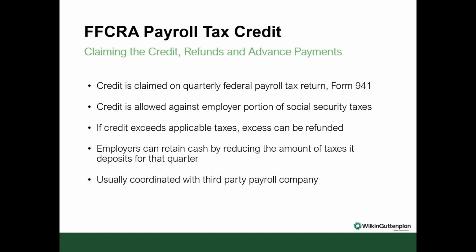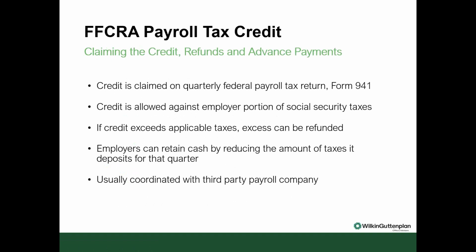So Vinay mentioned this Form 941. So we file quarterly federal payroll tax returns using this Form 941. And because the credit is allowed against the employer portion of Social Security taxes, so as Darko mentioned, wage payments carry with it two components of the Social Security tax, the employer piece and the employee piece. This FFCRA credit is available to offset the employer portion of Social Security taxes. If the credit, which is tied back to the amount of wages that the employer is required to pay, exceeds the employer portion of Social Security taxes that are reported on the quarterly tax return, that excess can be refunded.